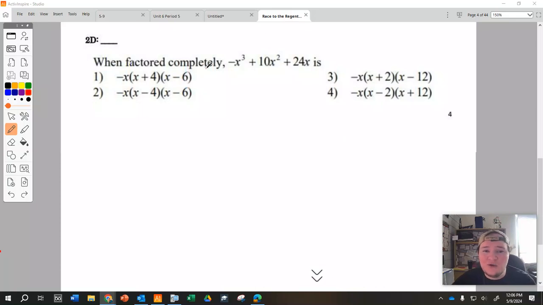Okay, question 2D. When factored completely, and it gives you the expression, what could it be? So factoring completely means factor twice. Okay, you have to remember the factoring techniques.